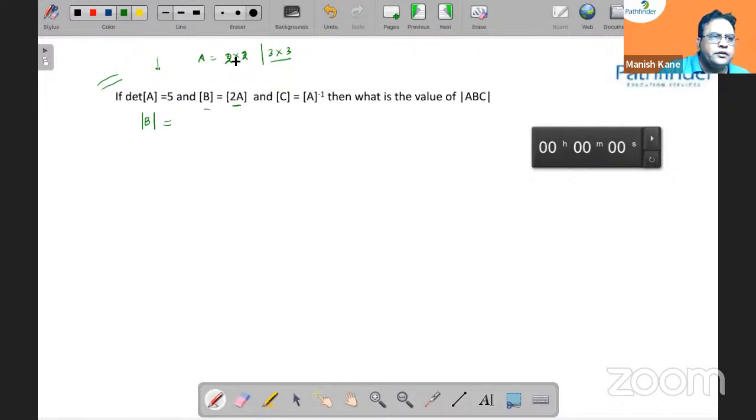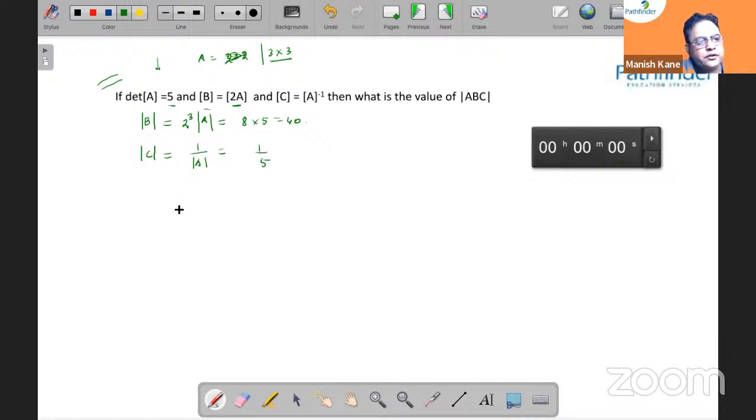In any case, suppose A I take as 3x3 matrix, correct? Now B is equal to 2 times A. So what do you do? Cube out, multiplied by determinant of A. So 8 into what is the value of determinant of A? 5. So 40. So determinant of B is 40. What about determinant of C? C is A inverse. So determinant of C must be 1 by determinant of A, that is 1 by 5.